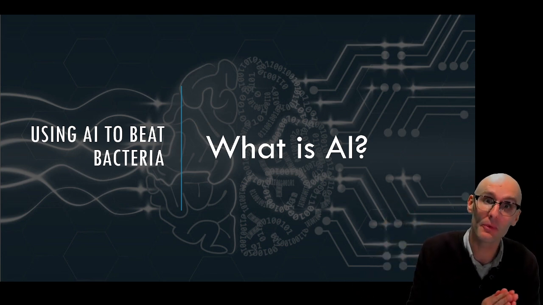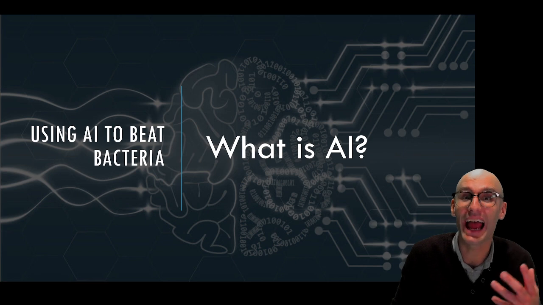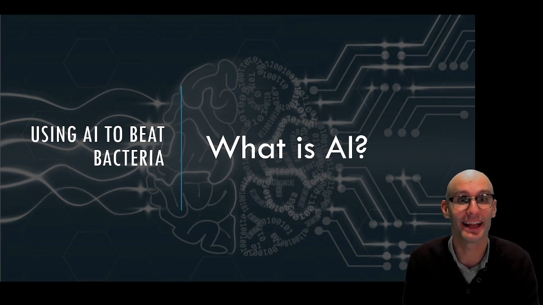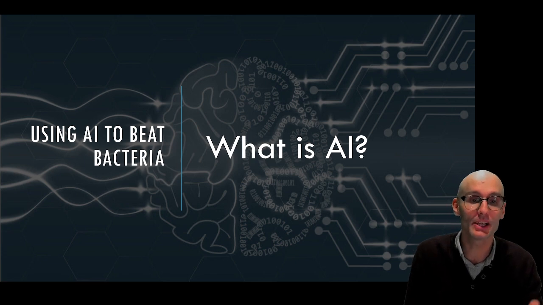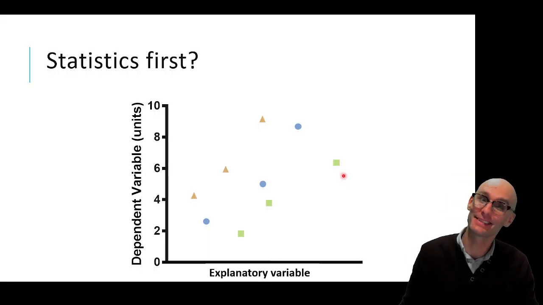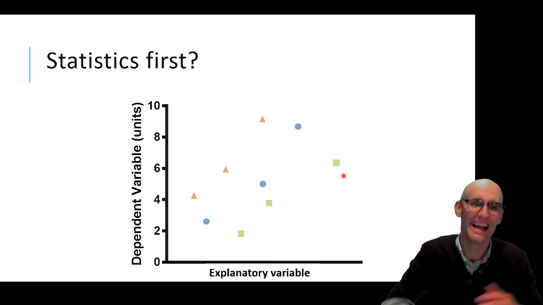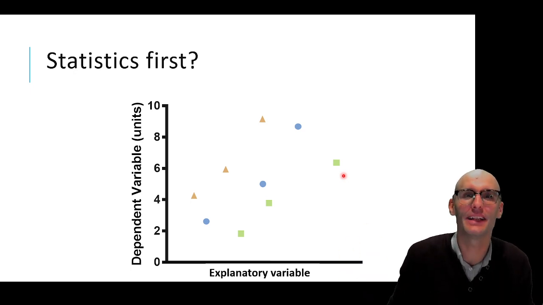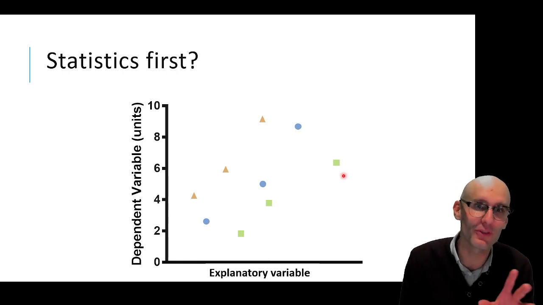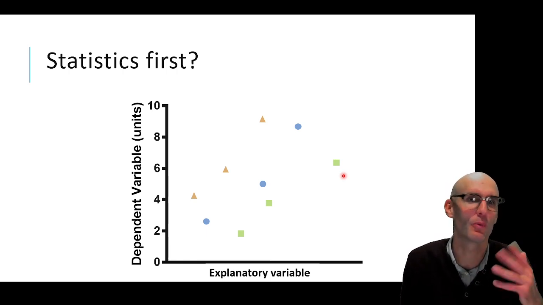And where I'm heading with this is how can we use AI to beat bacteria? Essentially, how can we use AI in drug design? So let me jump into what is AI. Now, statistics first. I'm sorry, guys. AI is kind of like a fancy form of statistics, so I need to explain statistics briefly before I can start jumping into what AI is.